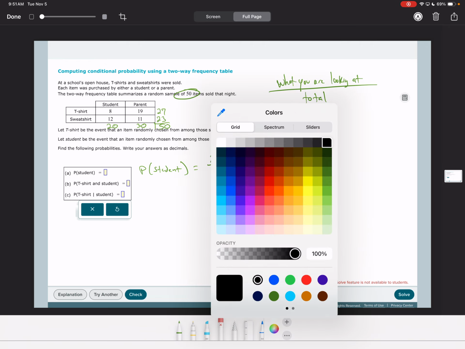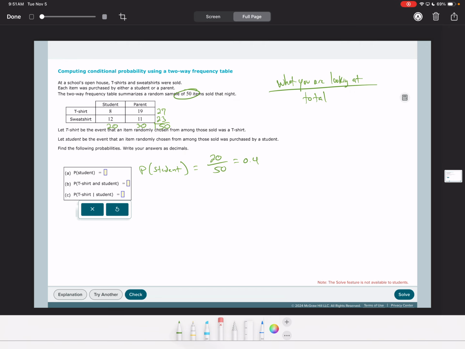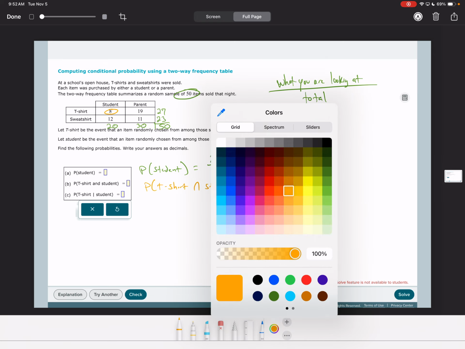Okay. The next one is the probability of a t-shirt and a student. So "and" is that symbol right there. T-shirt and a student is the intersection. So it's the intersect where t-shirt and student happen. So t-shirt and student would be that one right there. So you're looking at the students that are wearing the t-shirt. So that would be 8 of them out of the total. 8 out of 50 would be 16%. So what's the probability you pick a student that has purchased a t-shirt? It's 8 out of 50 because there's 8 students with t-shirts.